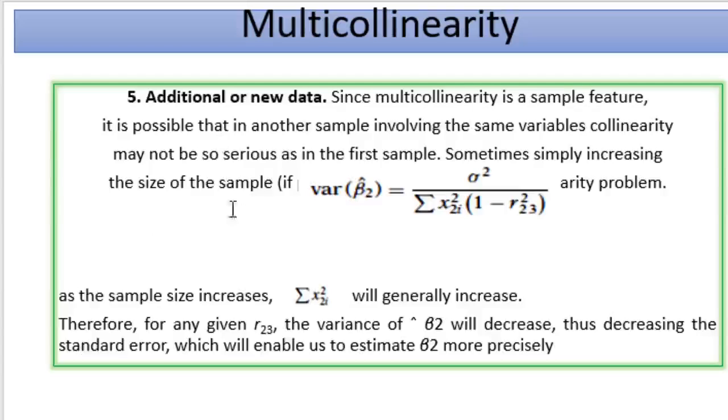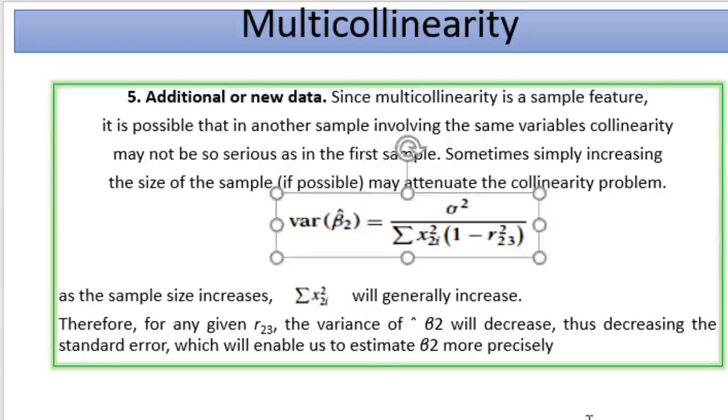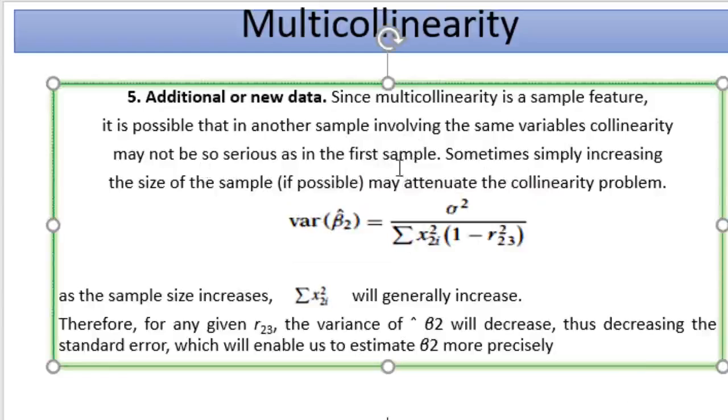Then additional or new variables, that is, since multicollinearity is a sample feature, it is possible that in another sample involving the same variables, collinearity may not be so serious as in the first sample. Sometimes simply increasing the size of the sample may attenuate the problem of multicollinearity or collinearity.